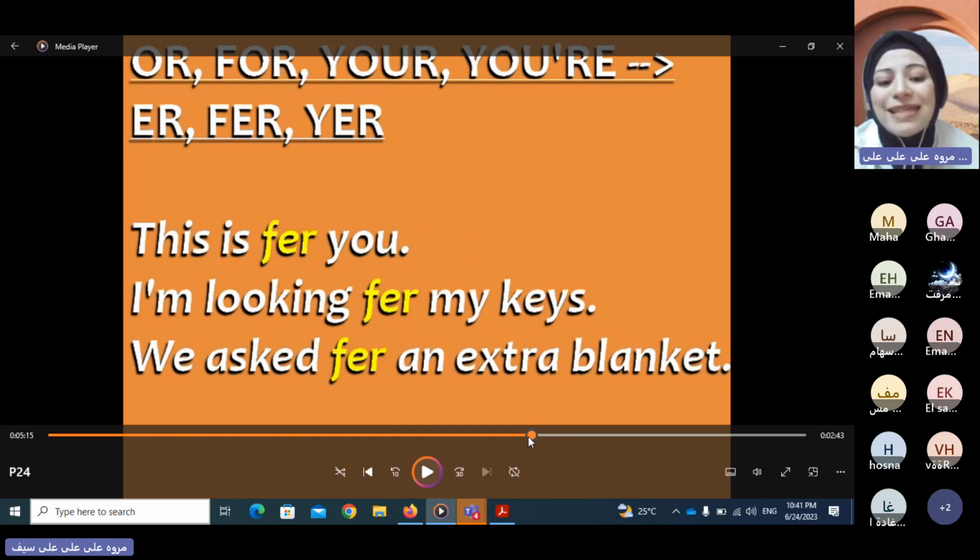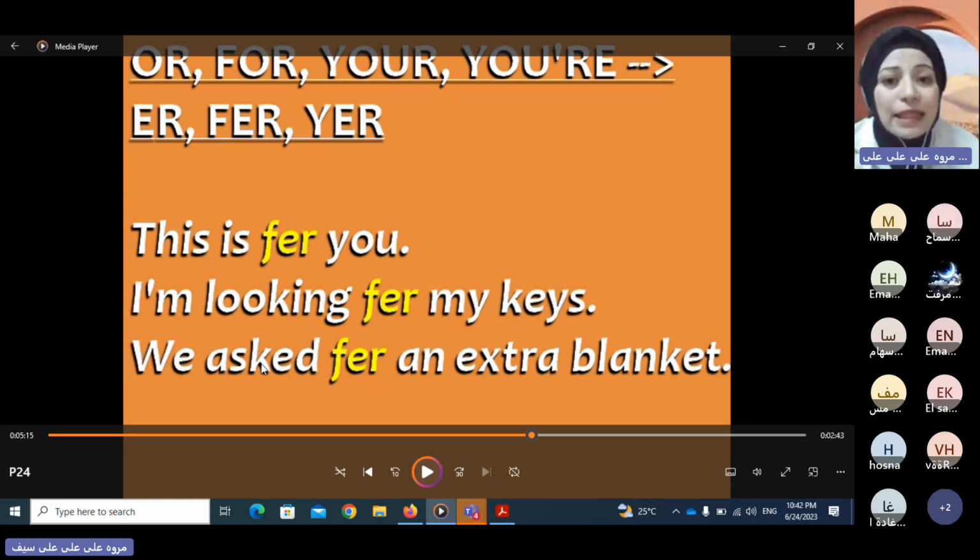We asked. Because the ed at the end here after the ka sound is voiceless, we pronounce it as ta. Okay, so we asked for an extra blanket. So let's have back chain drilling. Drilling is repetition. So we're going to repeat this sentence, the last one, okay? But from backward to forward. Let's do it together. So say it.